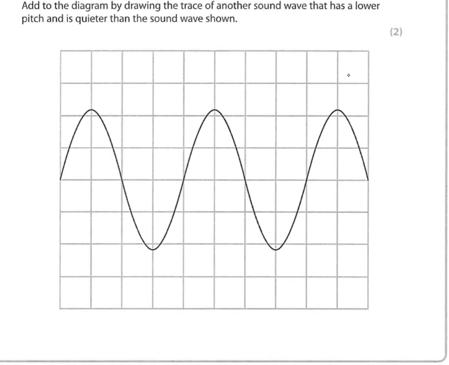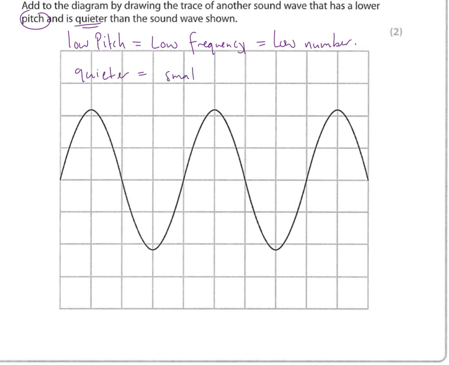Now, what we have is pitch. We need low pitch. Low pitch is equal to low frequency. Low frequency is equal to a low number of waves. And then we have quieter. If it's quieter, it's going to have a small amplitude. So we need a wave that has a low number of waves and a small amplitude.